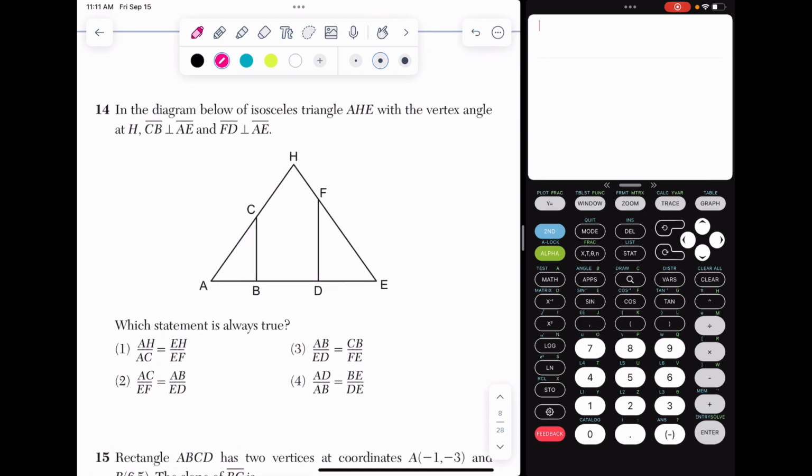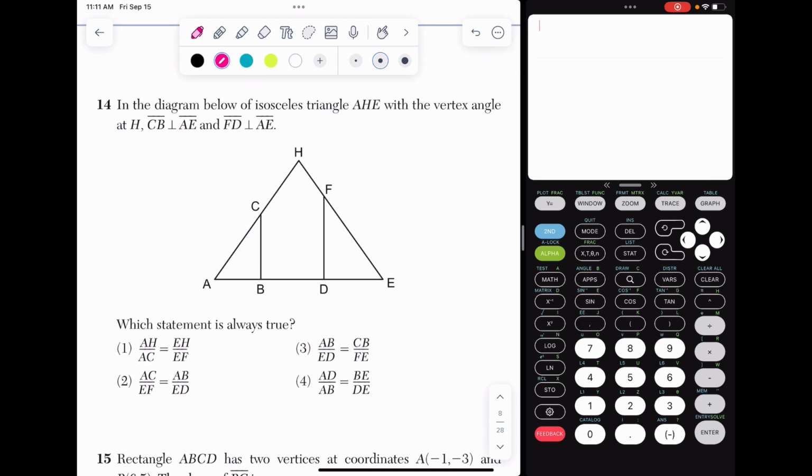Number 14: in the diagram below of isosceles triangle AHE, the vertex angle is at H. We know that CB and AE are perpendicular, and that FD and AE are perpendicular, so I'm just going to draw some right angles in there. We want to know what statement is always true. And I see here that we just have 4 different proportions. So that tells me that I need to look for corresponding sides. Corresponding sides are proportional in similar triangles.